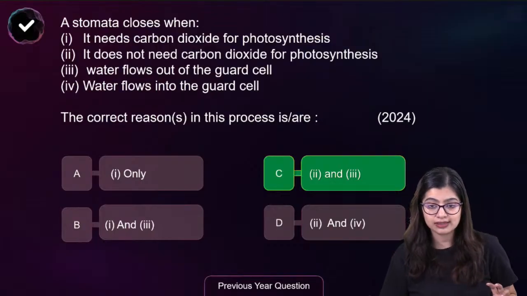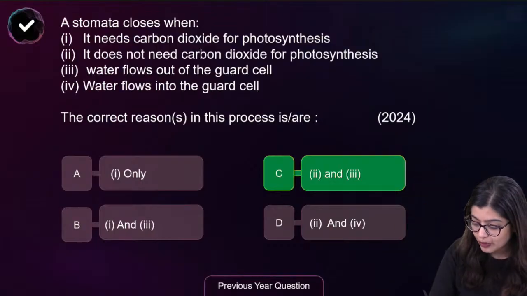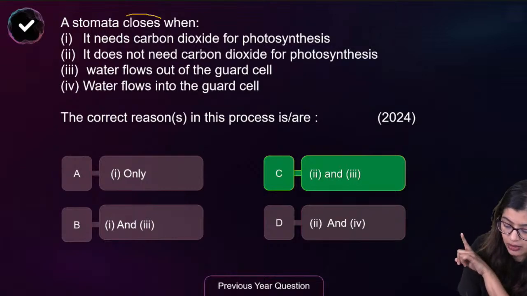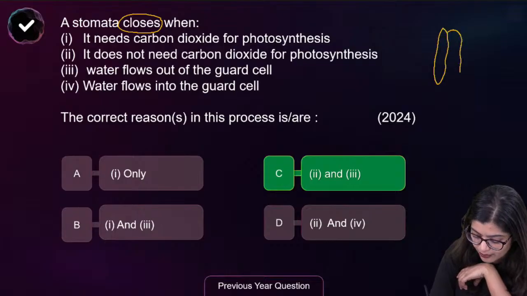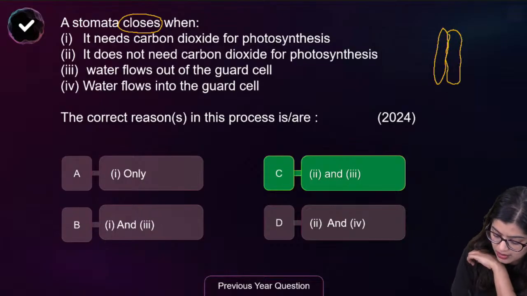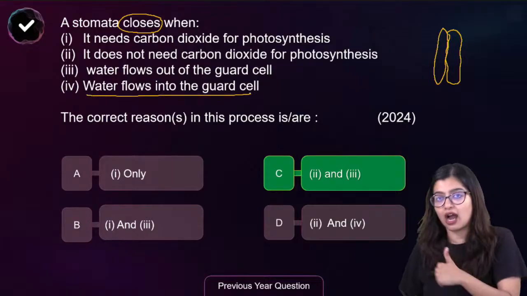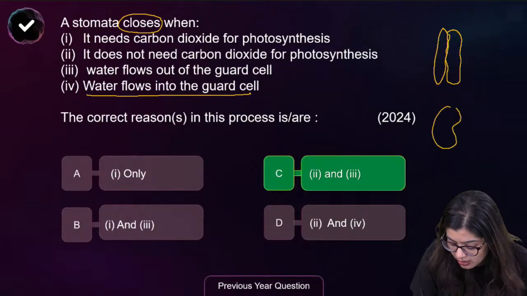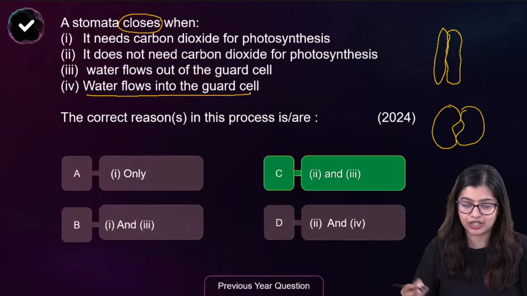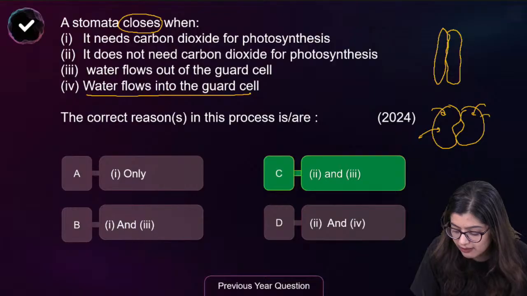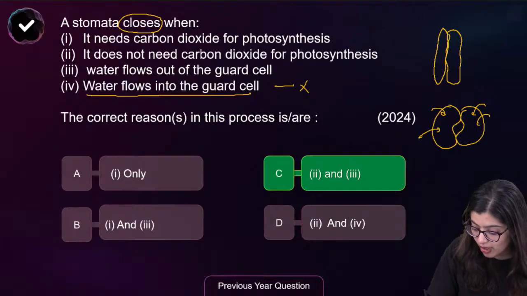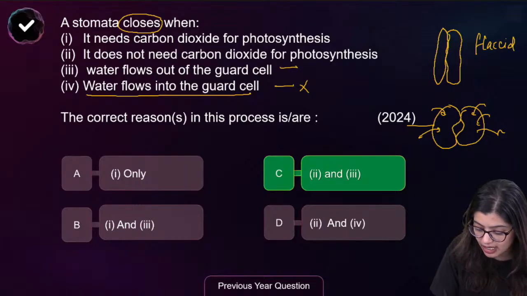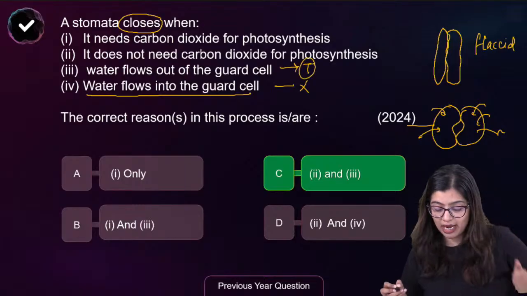Now why is this the answer? See, in this particular case, they are talking about when the stomata closes. When will stomata be closed? Stomata will not be closed when water flows into the guard cell. See, if water is flowing into the guard cell, it will have its beautiful kidney shape, right? Water will flow in and it will have its beautiful kidney shape. It is not this case. This is wrong. But when water flows out and it leaves, it becomes flaccid. So when it becomes flaccid, that is when the stomata closes.